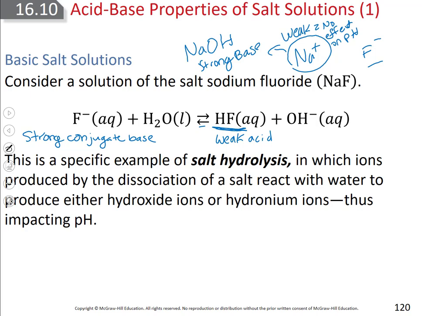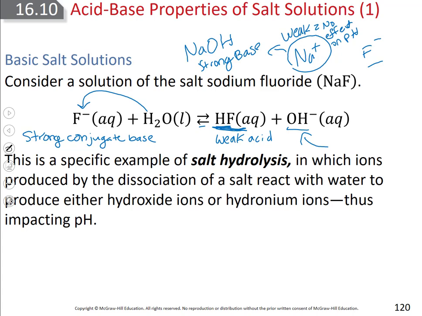By definition, a base is a proton acceptor, so it is going to accept a hydrogen from the water. When it accepts a hydrogen from the water, it becomes HF, and the water becomes OH minus. Because we have produced hydroxide, that is what affects the pH. pH is shifted by the balance of hydronium, H3O plus, and hydroxide, OH minus. That's what affects the pH. Now, we have an equilibrium reaction. So what do you think we're going to do next?